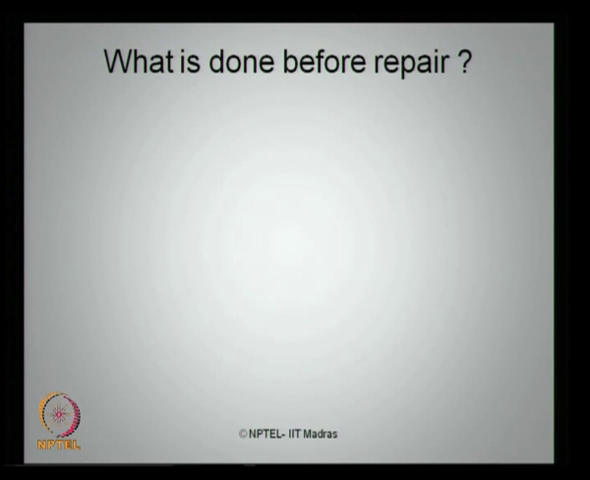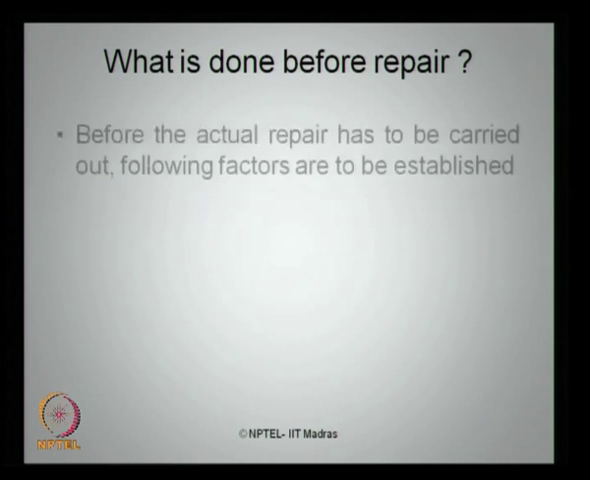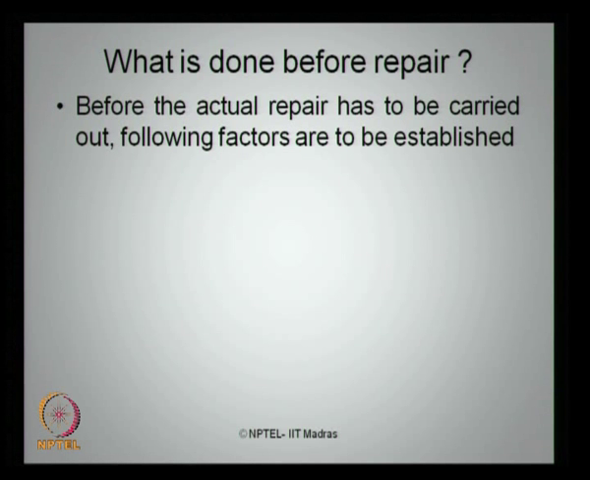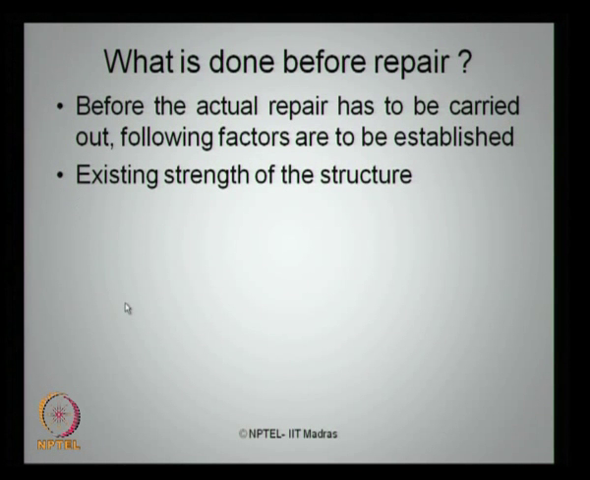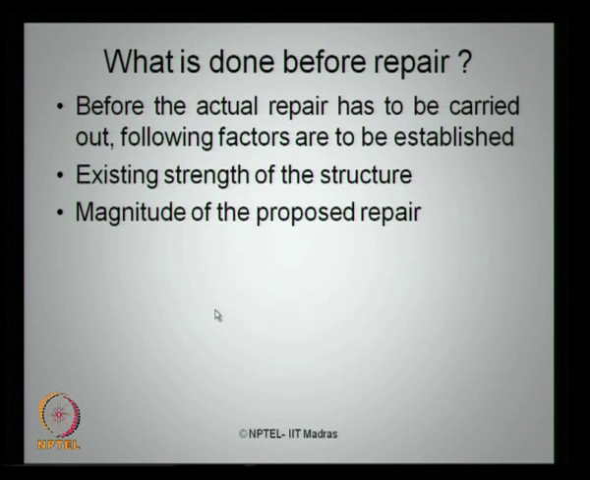Now, the fundamental question which is asked in such repair mechanisms is: what is done before the start of the repair? Before the actual repair is carried out, the following factors necessarily have to be established. 1. What is the existing strength of the structure? 2. What is the magnitude of the proposed repair in terms of the volume of work, the matrix of work to be carried out, and of course the cost involvement and the shutdown time of the proposed structural system?